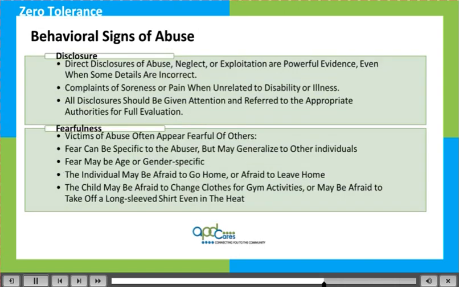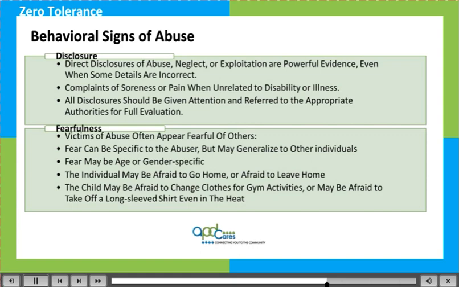Disclosure. Direct disclosures of abuse, neglect, or exploitation are powerful evidence, even when some details are incorrect. Complaints of soreness or pain when unrelated to disability or illness. All disclosure should be given attention and referred to the appropriate authorities for full evaluation.